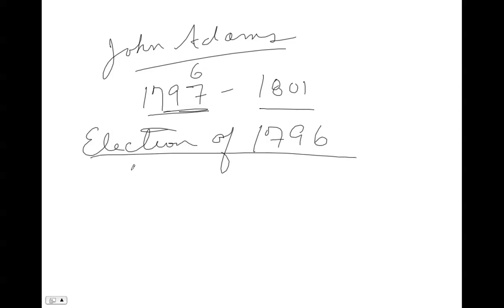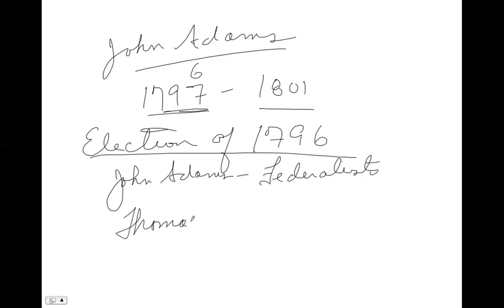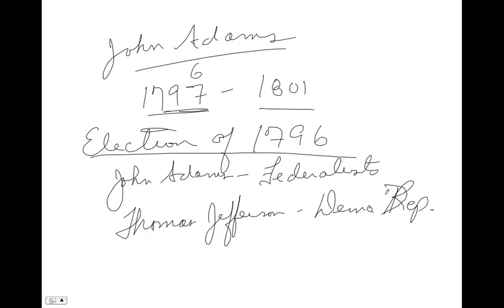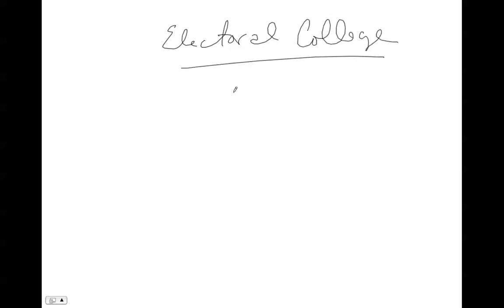Okay, and it was between John Adams, who was a Federalist, and Thomas Jefferson, who was a Democratic Republican. And the way they did it back then was it went to the Electoral College, as you know. And today, we still use the Electoral College.